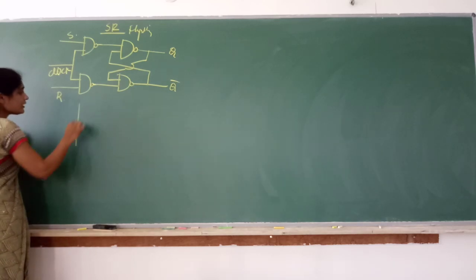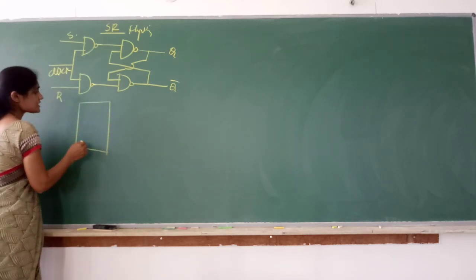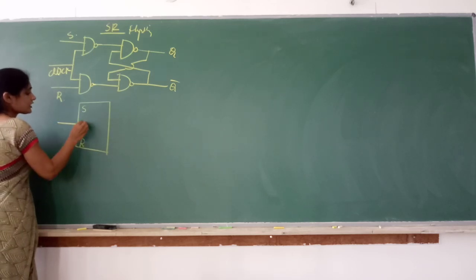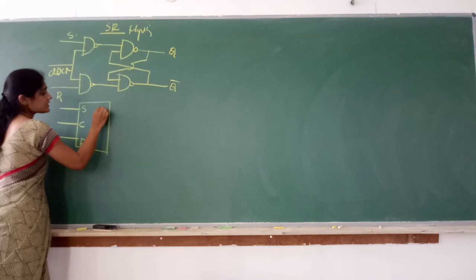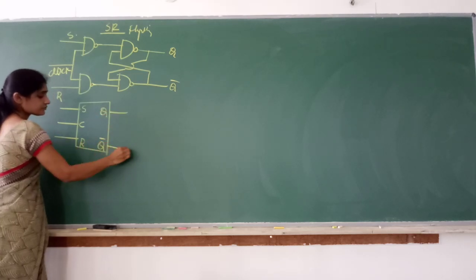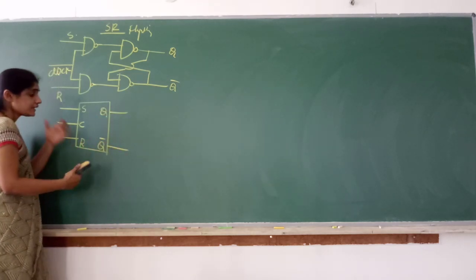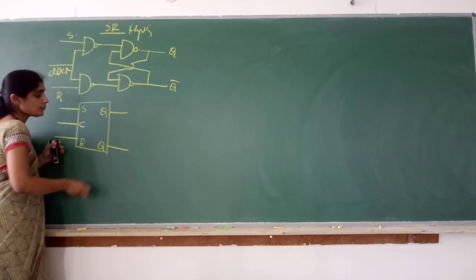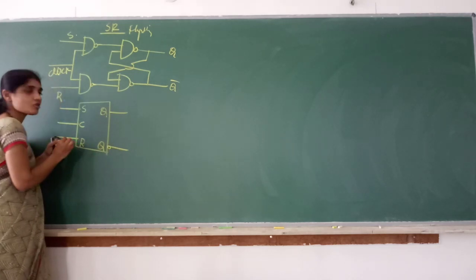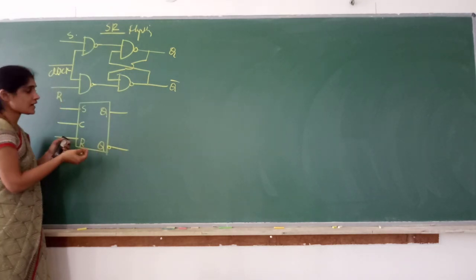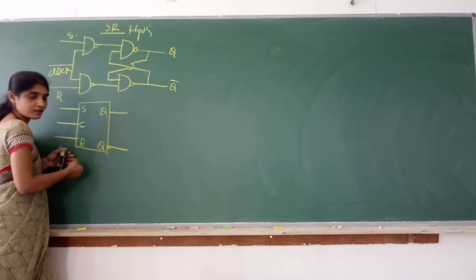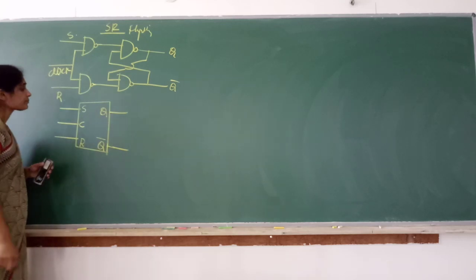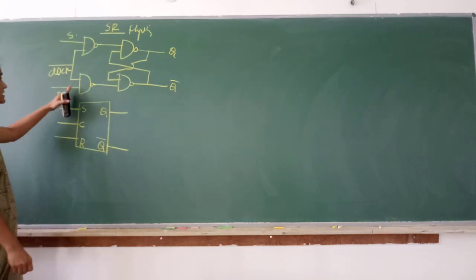So how will the logic symbol of SR flip-flop look? On this side I will write the inputs S, R, clock, correct? And this side the outputs Q and Q bar. As I said in the online class, there is one more way of writing the logic diagram. You can write Q, but you can put a bubble over here. This is also one more way of writing the logic diagram. So this is Q and this is Q bar. If you are comfortable with this Q bar, you can write only this. Right. So this is the logic diagram, the circuit diagram.